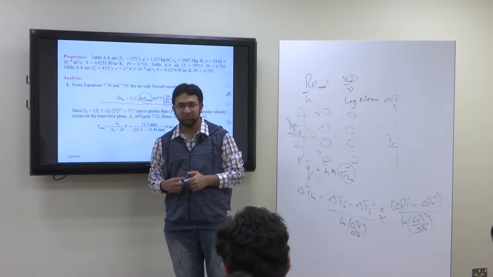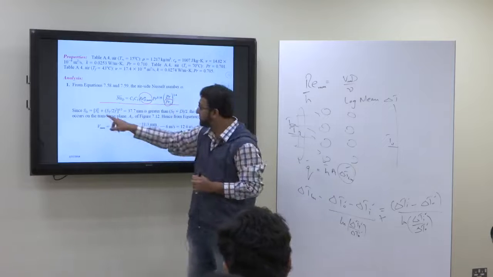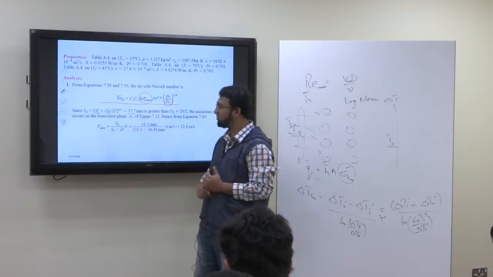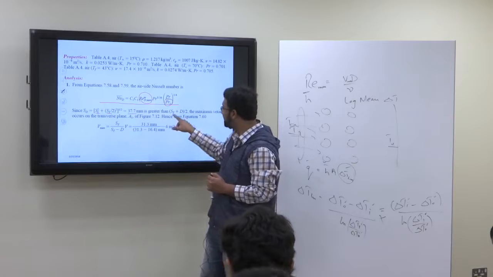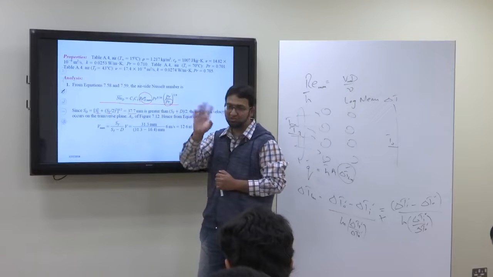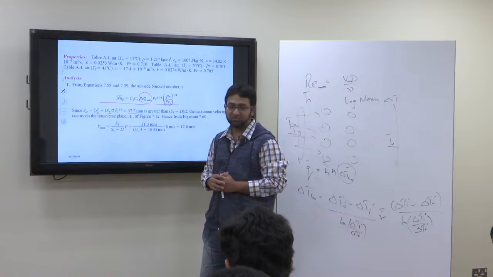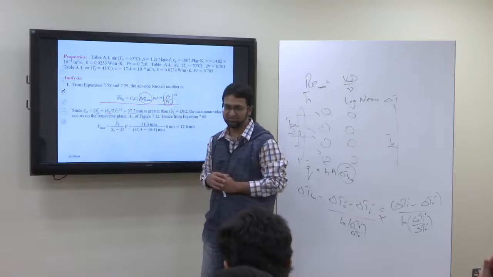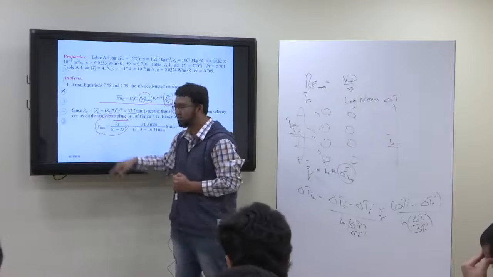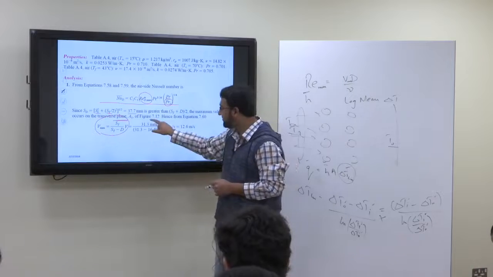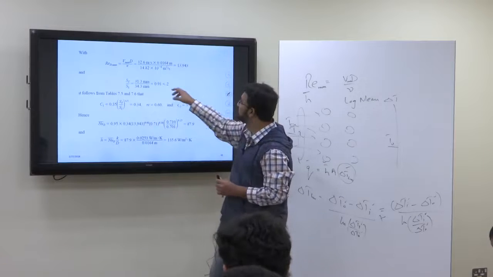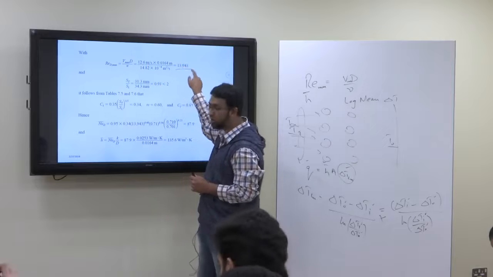Since this is a staggered arrangement case, we need to see which formula we have to use for finding V max. Once we substitute the values of SL and ST, which are given in the problem, we find SD as 37.7 millimeter. SD is greater than (SD plus D) upon 2? No, so the condition is not satisfied. Since the condition is not satisfied, we use the V max formula for the aligned case; otherwise we use the other formula. Substitute all the values and you will get V max, and then you will get the Reynolds max.